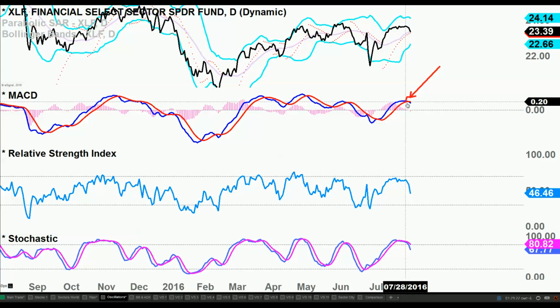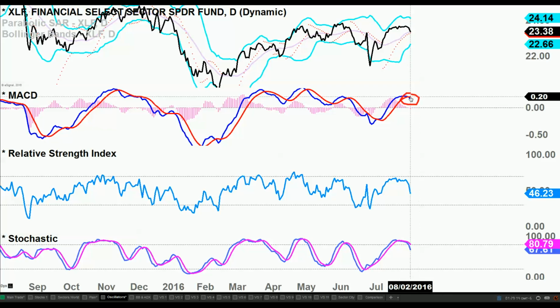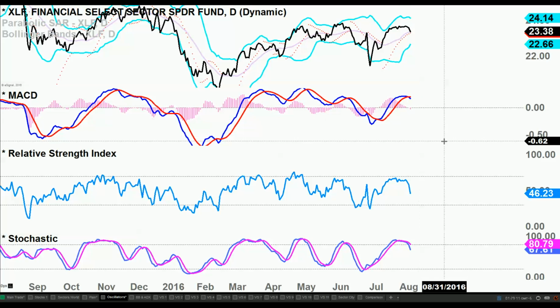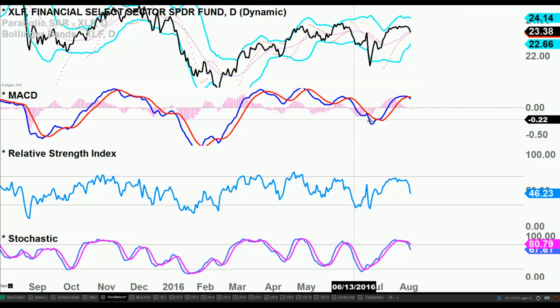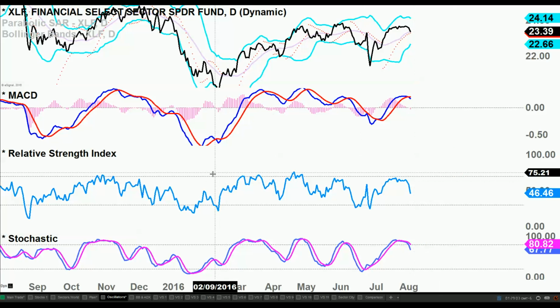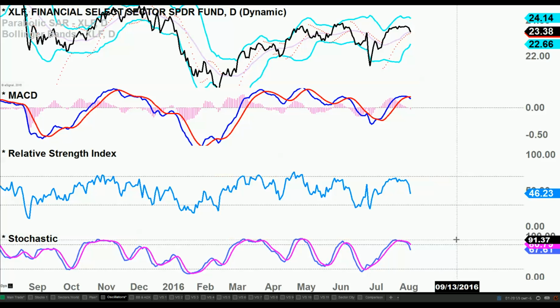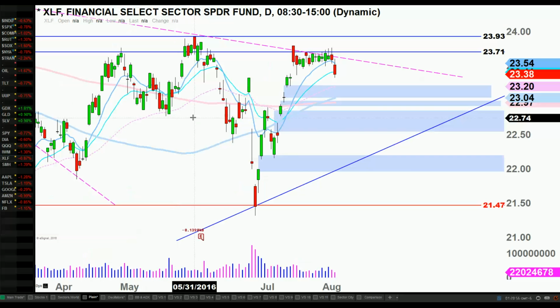MACD is seeing that kind of minor term selling. You can see that bearish cross to the downside. These two lines are crossing to the downside, so that's minor term selling. It's telling us there's minor term selling pressure in that vicinity. RSI is also pulling back, and also stochastic, so we are working with that overbought status, and then we're pulling back here. So that's kind of what we're seeing on the banks.